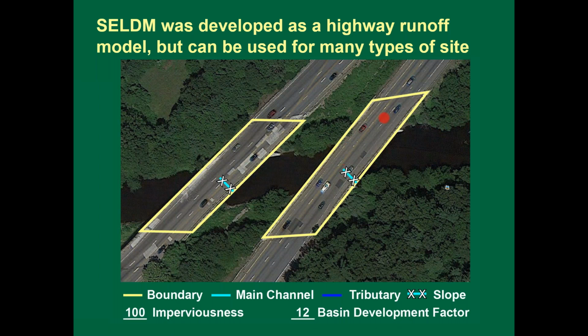Obviously, a bridge is 100% impervious. The Basin Development Factor is 12 because bridges are engineered to shed water as quickly as possible. But again, when we're looking at the timing of the hydrograph off the bridge, we can just use the imperviousness.